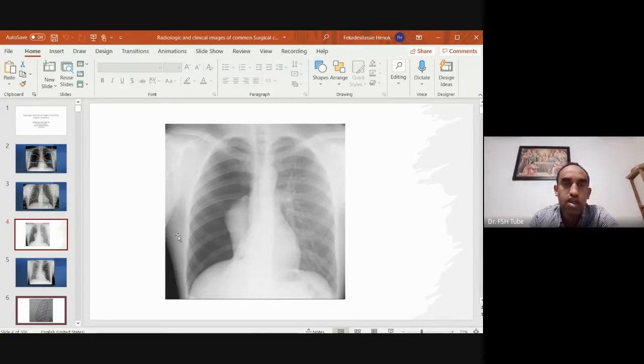Spot diagnosis, straightforward: right significant hemothorax. What has happened to the right lung? What has happened to the right lung?